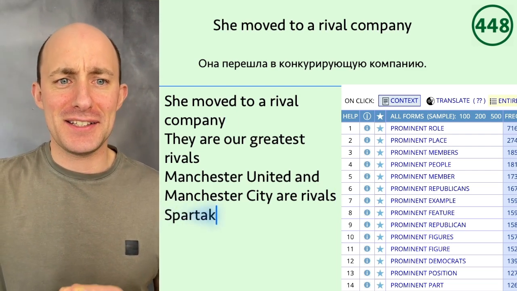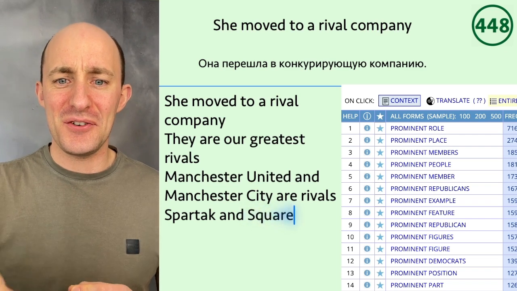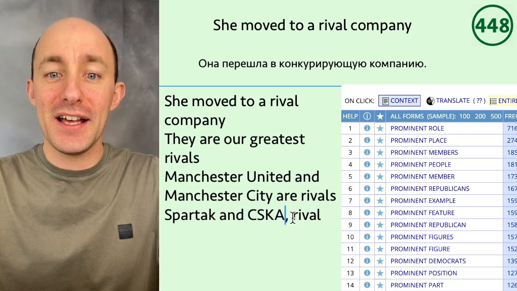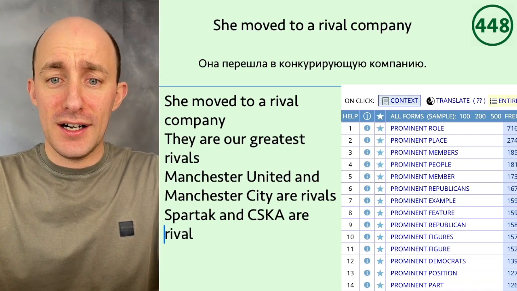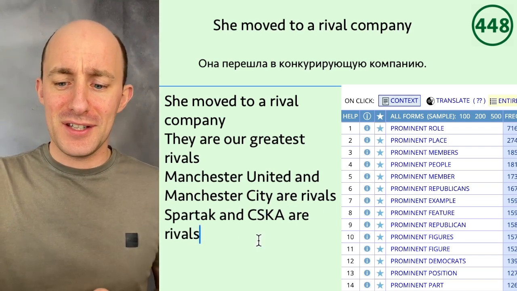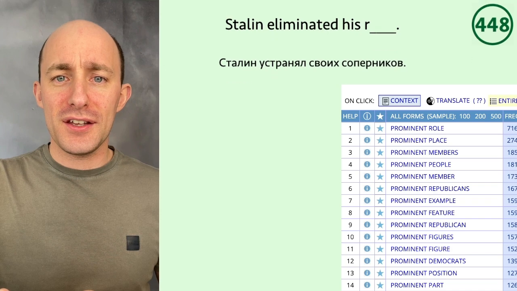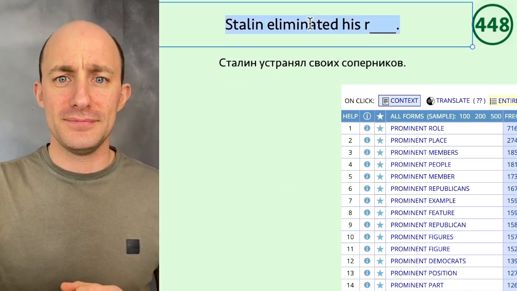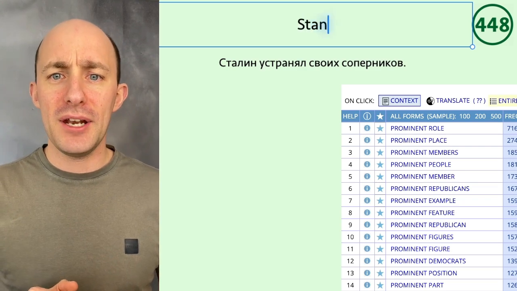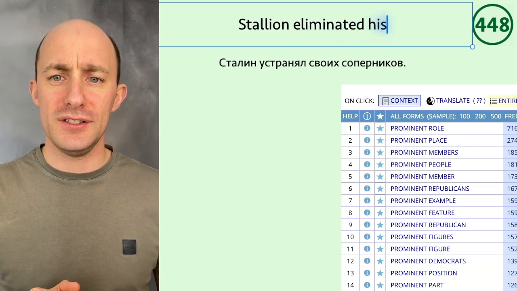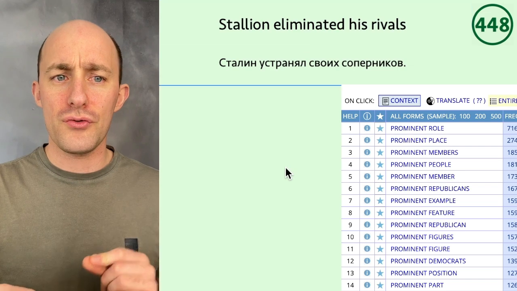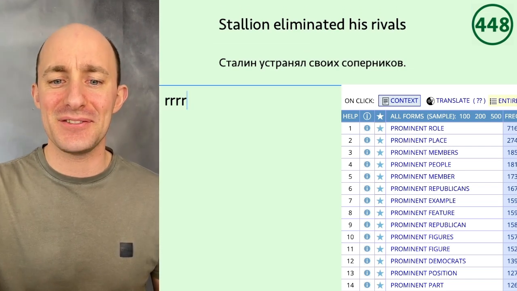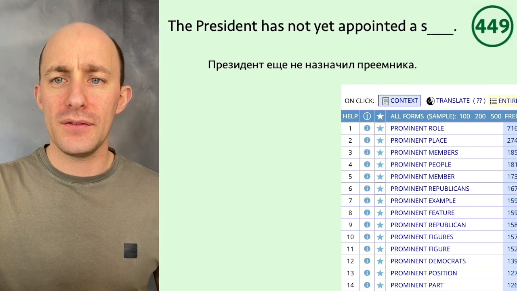Or Spartak and CSKA are rivals. Obviously, I can't write CSKA like that. CSKA Moscow are rivals. There we go. Another use of rivals. Stalin устранял своих соперников. Stalin eliminated his rivals. Rival. Hold the r. Rivals. The next one.